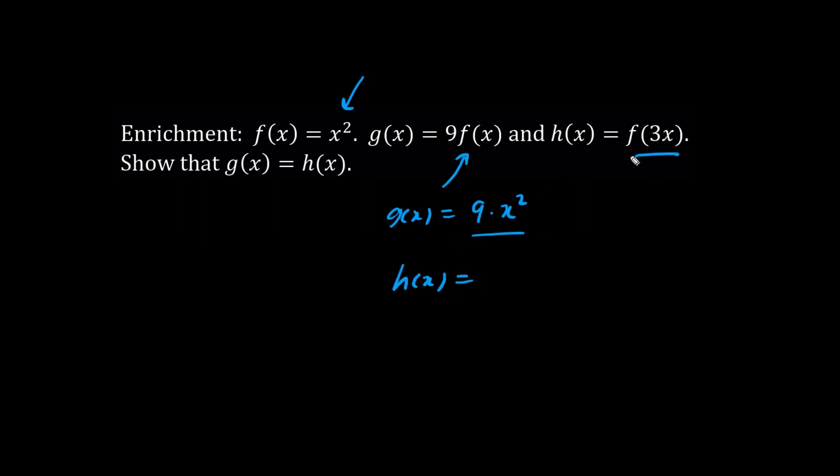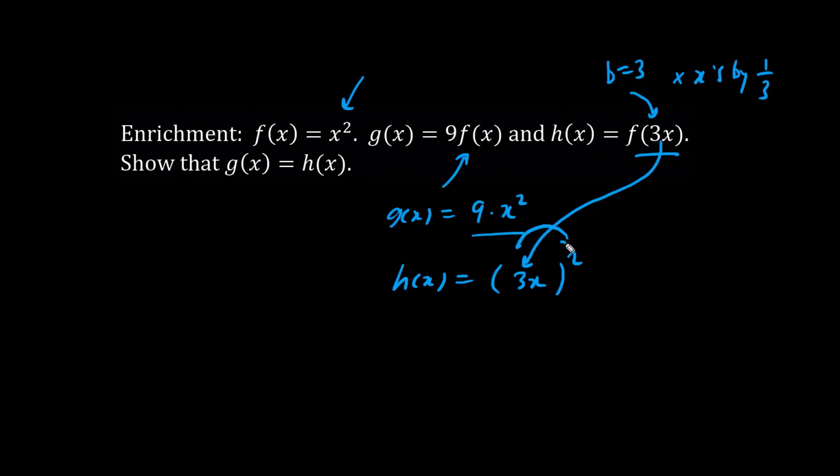H of x, using function substitution, is related to f. It's something squared, and we pour in the input, and we replace x with 3x. So recall from the last example, this b value equals 3. So this means we're multiplying the x's by the reciprocal of b, which is 1/3, 3 times skinnier, which is equivalent to, using exponent laws, 3 squared is 9, and we have x squared.